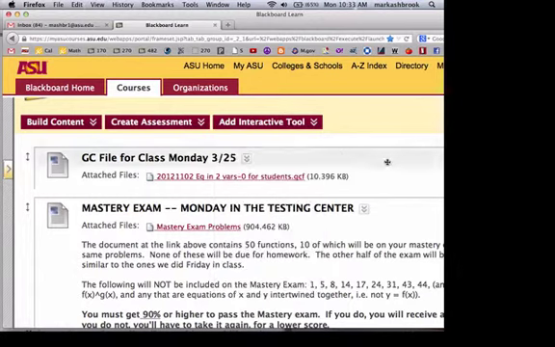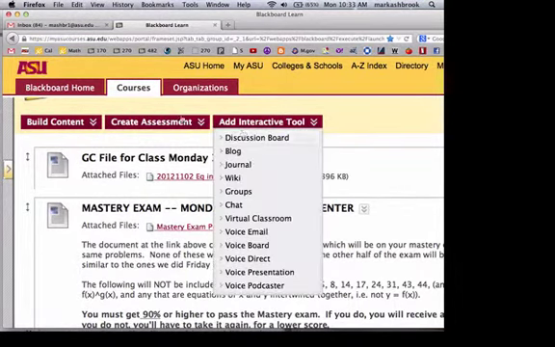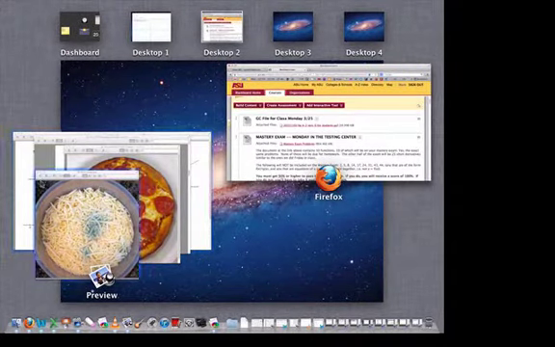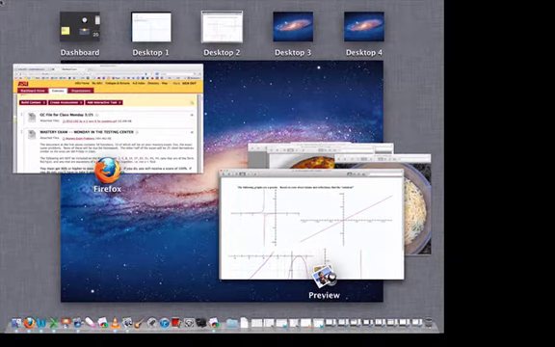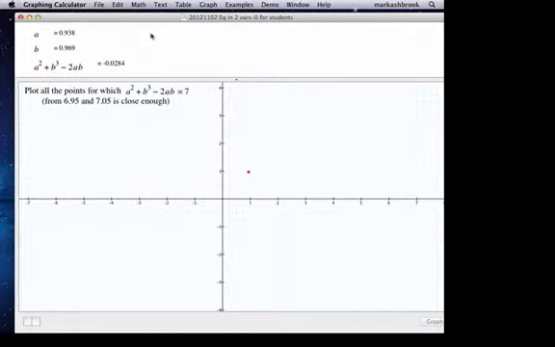Okay, so this is the first item in the assignments area. Download it, open it up. When you open it, it should look just like this. This is what you should have. Everyone there?